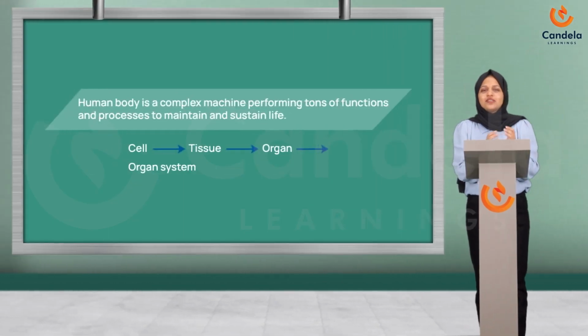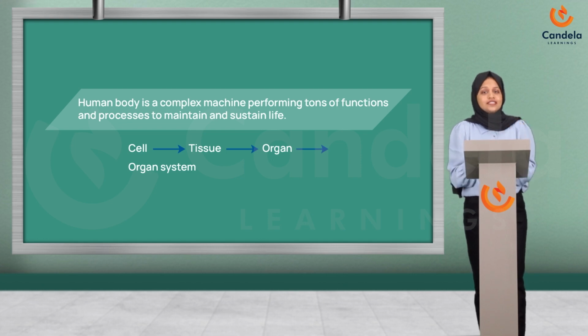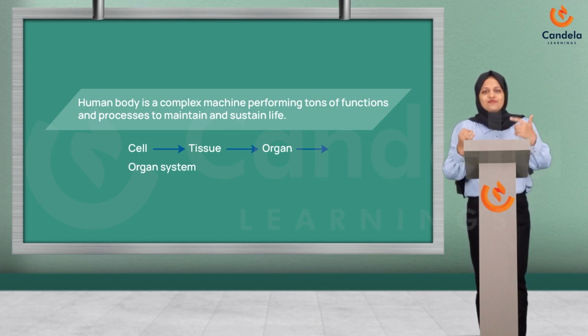We know that the human body is a complex machine where a lot of functions and processes are taking place. At the same time, our respiratory system, the digestive system, the excretory system, all these are functioning without any delay. Now, how is this possible? How can they work in such a coordinated way?